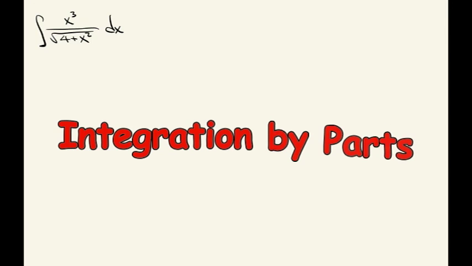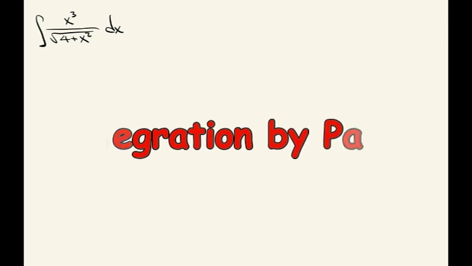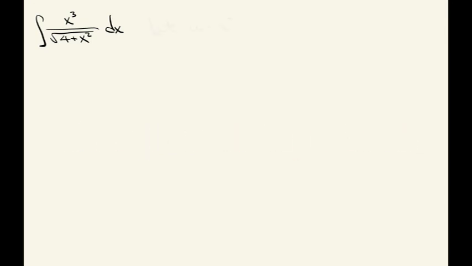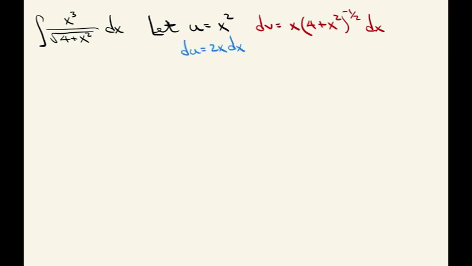In order to evaluate the integral of x cubed over the square root of 4 plus x squared dx, we're going to begin by letting u equal x squared, and then dv is going to equal the rest of the integrand, which is x divided by 4 plus x squared to the 1/2, or x times 4 plus x squared to the negative 1/2 dx. We then have that du is the derivative of x squared, which is 2x dx, and v is going to be an antiderivative of x times 4 plus x squared to the negative 1/2.